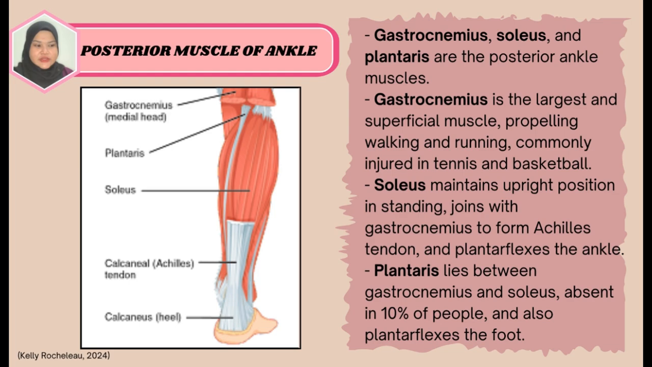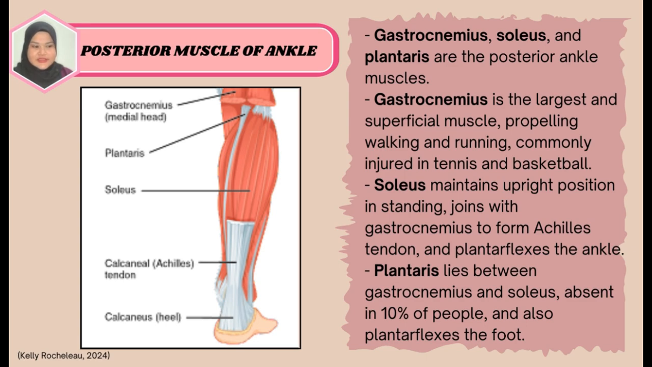First, the gastrocnemius is the largest and most superficial muscle that attaches on the ankle. It is used for propelling, walking, and running, and is also commonly injured in tennis and basketball.